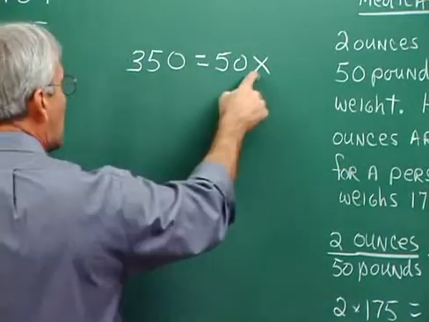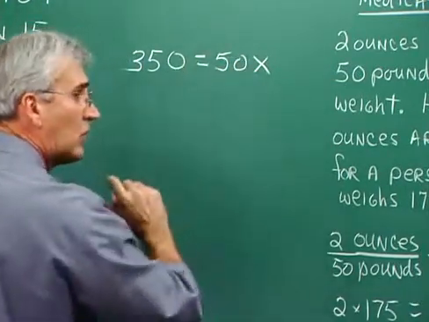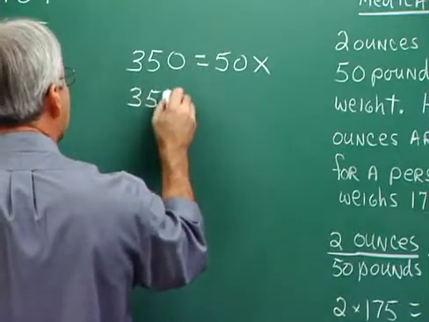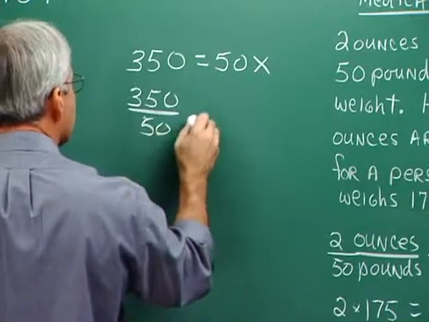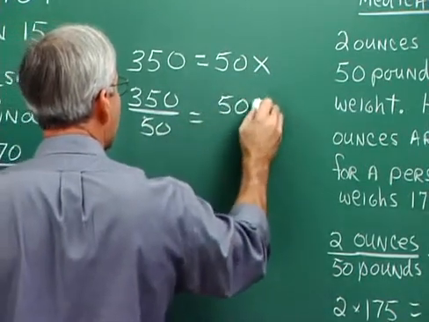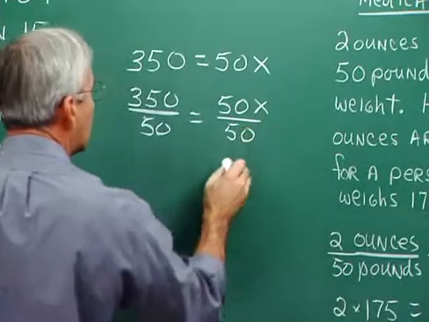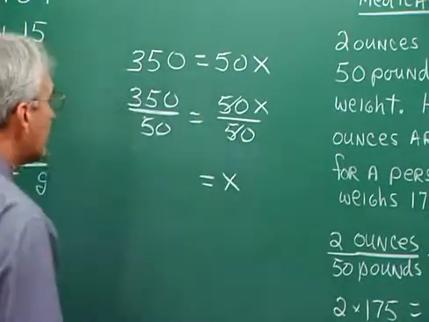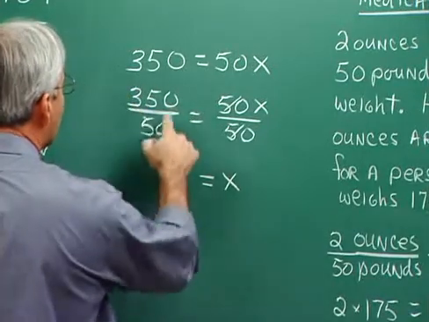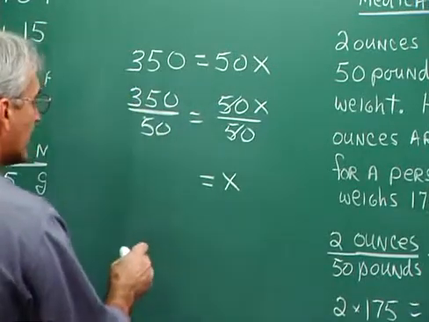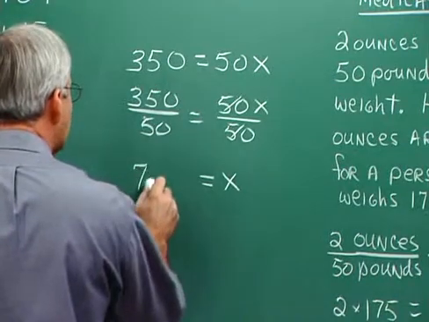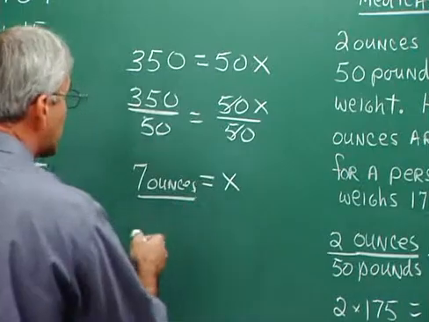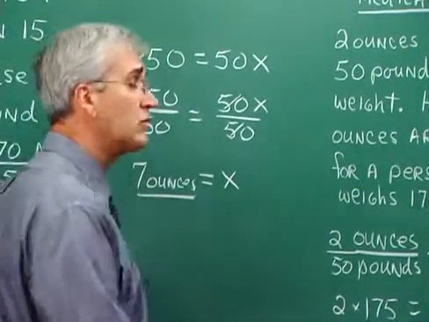Now we'd like to solve for x, or isolate x on one side of the equation, so we'll divide on both sides by 50. And we show that in a step like this. Now the 50s will cancel on the right as expected, leaving x isolated. Then 350 divided by 50 turns out to be 7. So this is 7 ounces then of medication necessary for the person weighing 175 pounds.